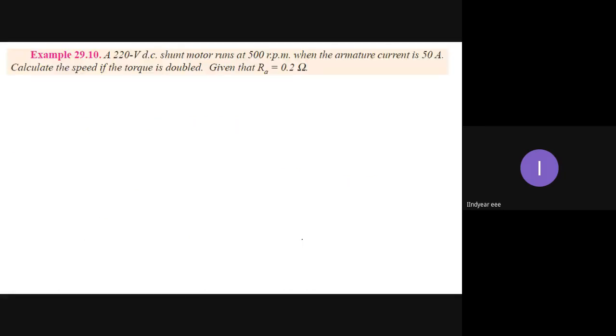So next we'll move to another example. A 220 volt DC motor runs at 500 RPM when the armature current is 50 amperes. Calculate the speed if the torque is doubled.